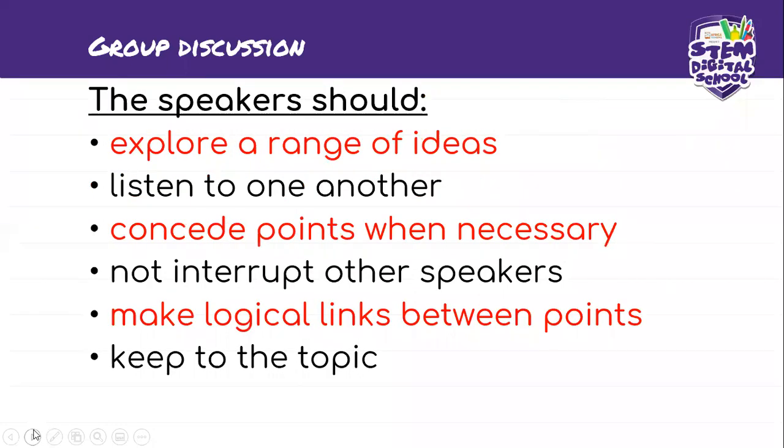So the speakers in a group discussion should explore a range of ideas about the topic. You listen to one another, okay? So no interrupting the other speaker when the speaker speaks. You concede points when necessary. So if I was having a scoreboard, then I was going to keep a scoreboard for everyone who speaks, but we will not be doing that. And you should make sure that you do not interrupt other speakers. Okay, we speak one person at a time.